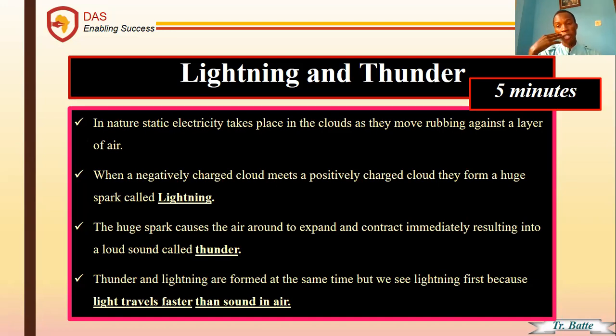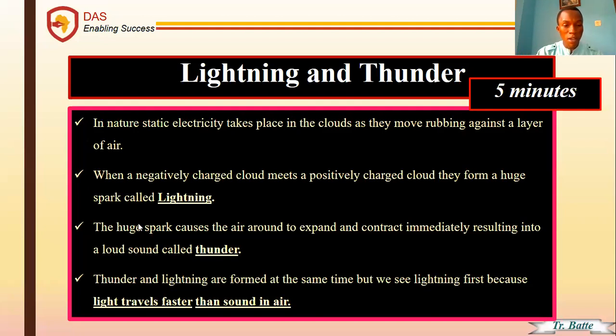If you can see sound, I don't know which creature you are, but we cannot see sound, we can only hear a sound. Then light, you cannot hear light, but you can see light. So the question is, why is lightning seen before thunder is heard? Or why is thunder heard after lightning?